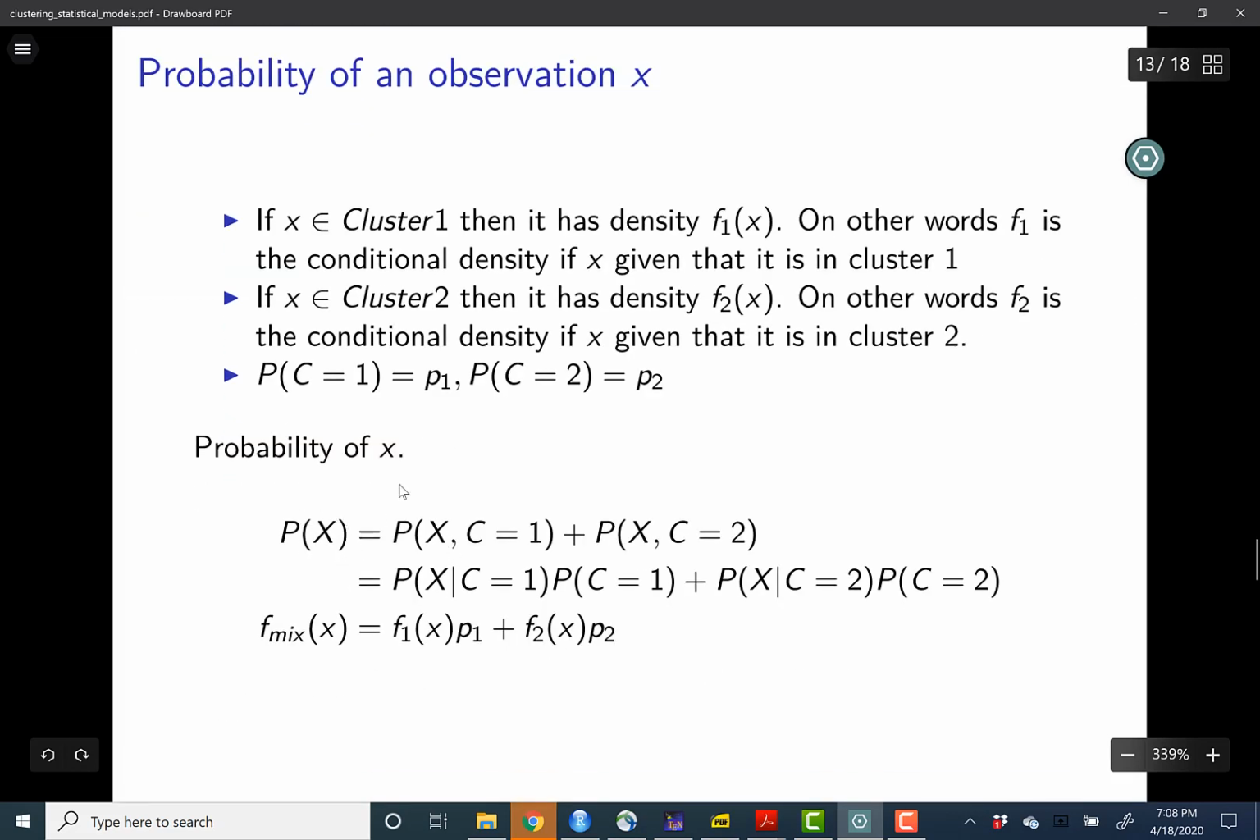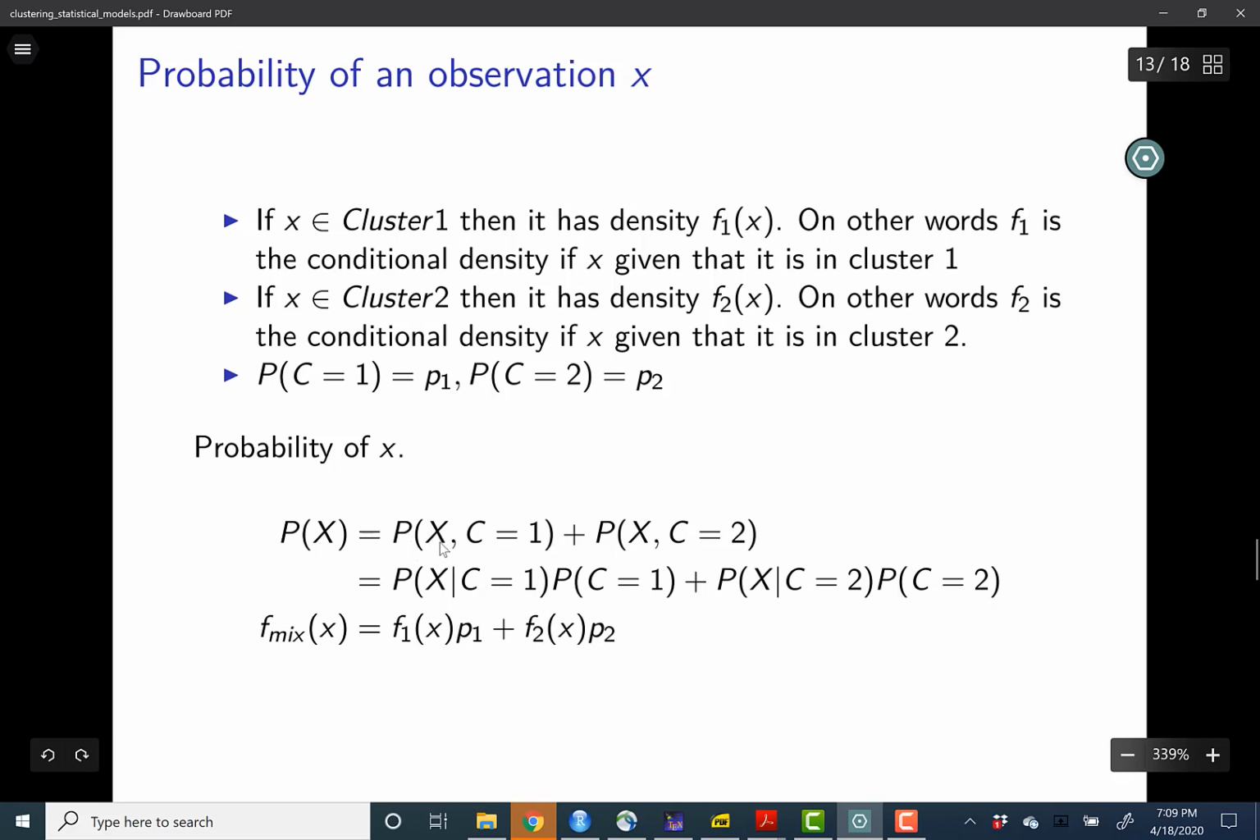So P of X, the probability of X, can be written using a splitting rule that I'm using. It can be written as the probability of X and that X is in cluster 1, plus the probability of X and X is in cluster 2. That's what I mean by X comma C equal to 2. That means the probability of X, assuming that X is in cluster 2. So this is the Bayes theorem. This is the multiplicative rule. The multiplicative rule lets me write this.